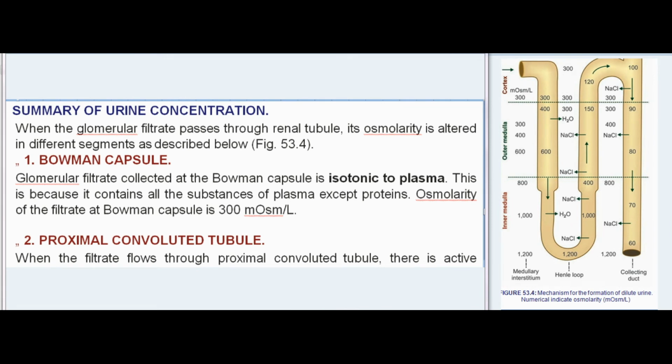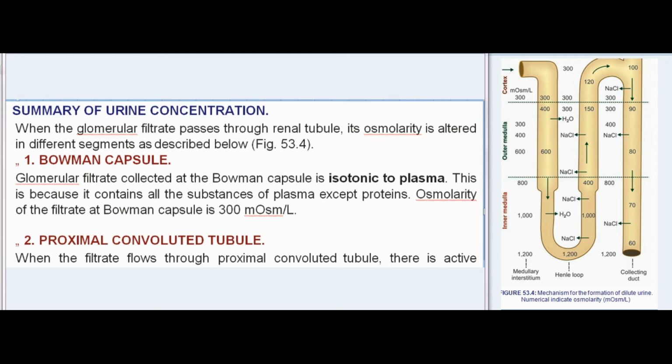Summary of urine concentration. When the glomerular filtrate passes through renal tubule, its osmolarity is altered in different segments as described below, Fig 53.4. 1. Bowman capsule. Glomerular filtrate collected at the Bowman capsule is isotonic to plasma. This is because it contains all the substances of plasma except proteins. Osmolarity of the filtrate at Bowman capsule is 300 mOsm/L.